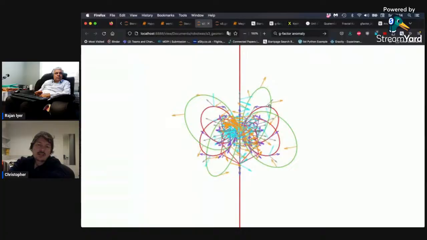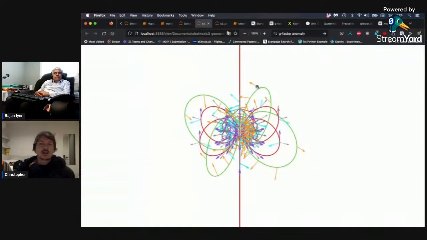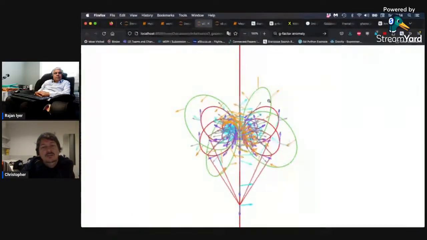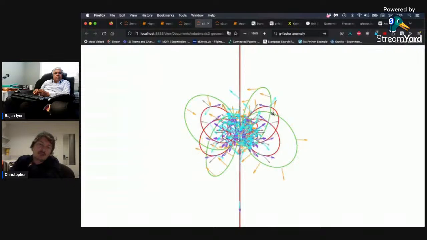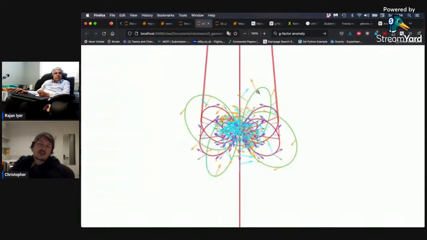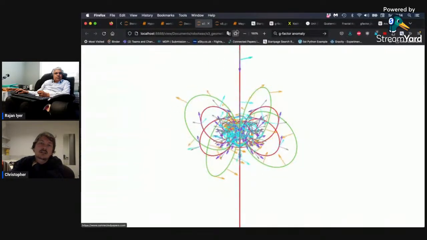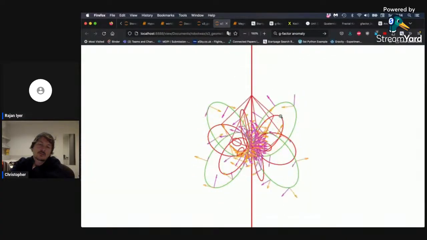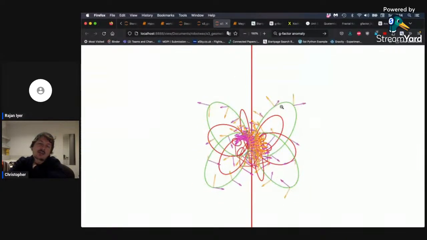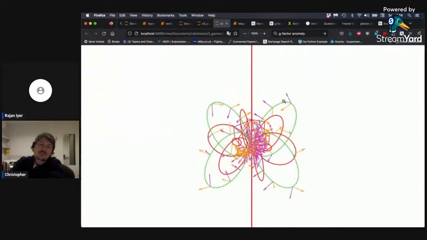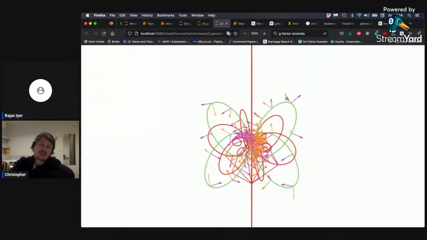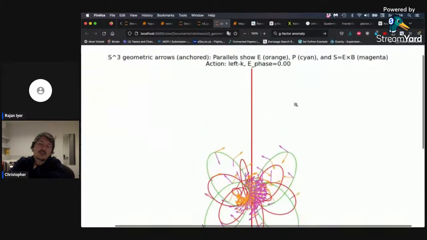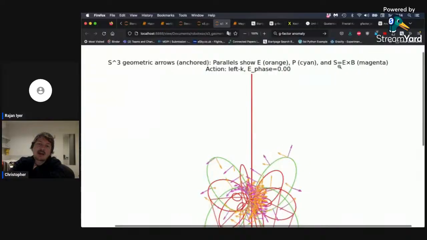The gray one is the 4D vector, and the orange one is the electric vector. So if the cyan ones are rotating, and the orange one is rotating. So if we go back here, then we have the orange ones rotating, and the cyan ones that we can't see. Right. Okay. So cyan is P, and then the purple one is S.